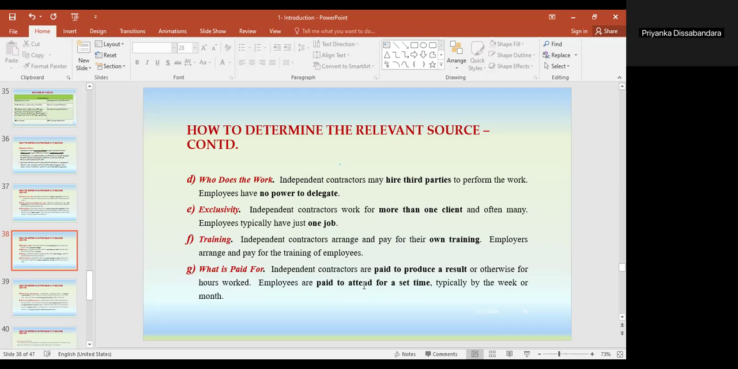Then the next one is what is paid for? Independent contractors are paid to produce a result or otherwise for hours work. Employees are paid to attend for a set time.